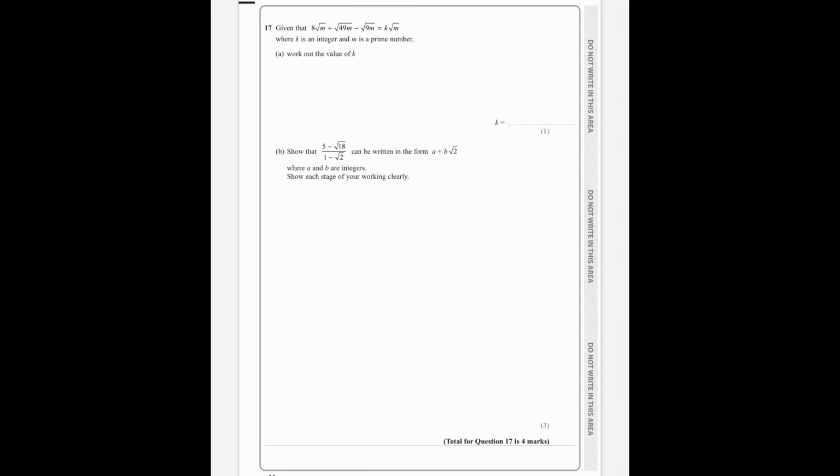Question 17 is a surds question. The square root of 49m you can write as the square root of 49 times the square root of m, so that's just 7 root m. Similarly, the square root of 9m becomes the square root of 9 times the square root of m, which is 3 root m. Simplify that down to 12 root m, and you can see that k must be 12.